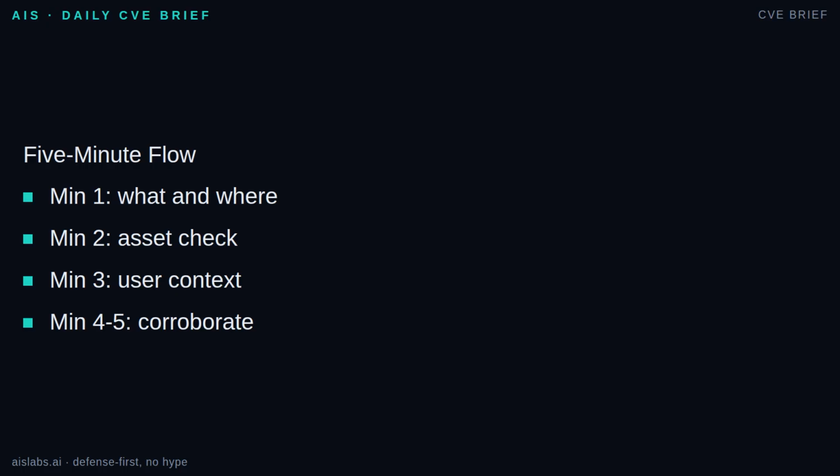Minute 3. Check user context and history. Is the account expected on that asset? Any recent related alerts? Any unusual timing compared with normal work patterns? Minutes 4 and 5. Corroborate or close. Look for supporting evidence in identity, endpoint, network, cloud, or ticket data. Escalate on evidence, not on vibes.